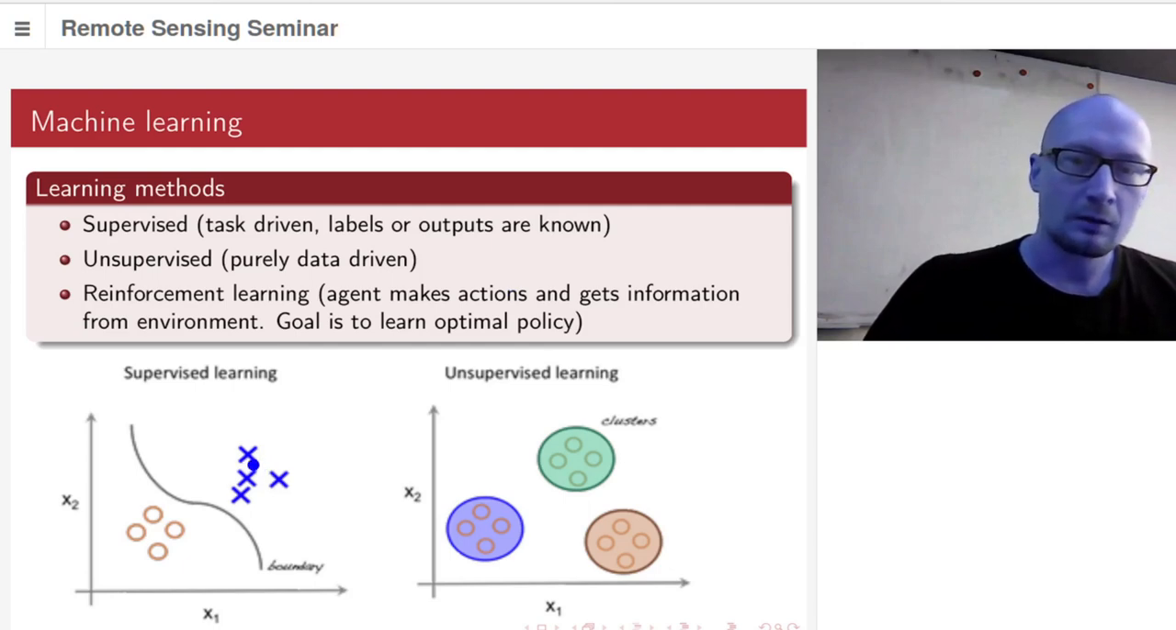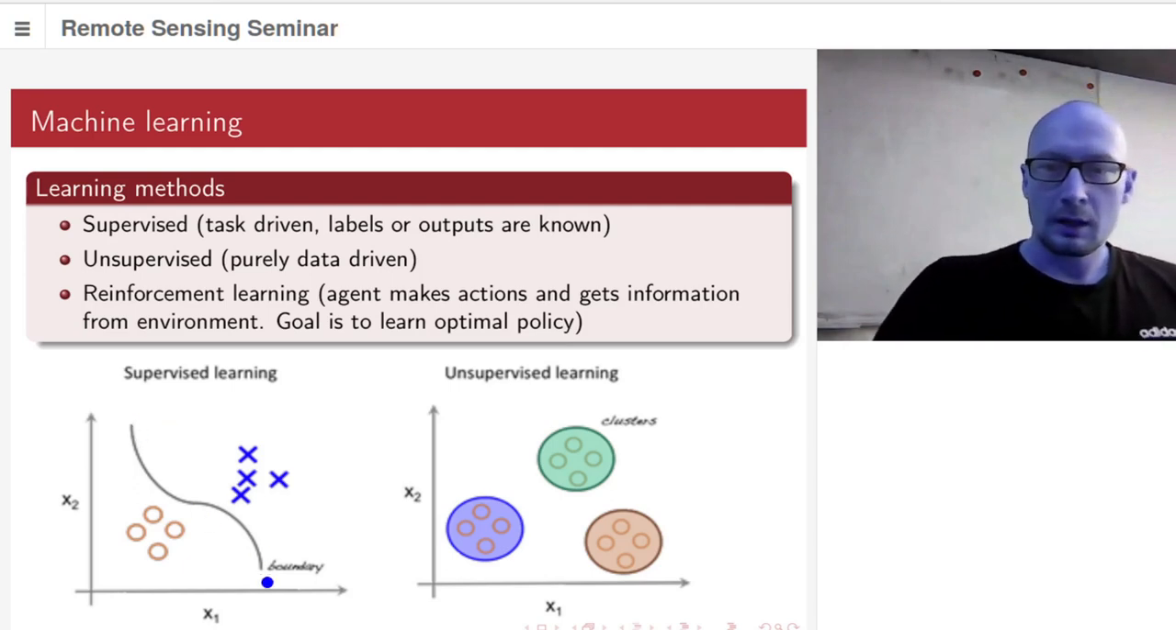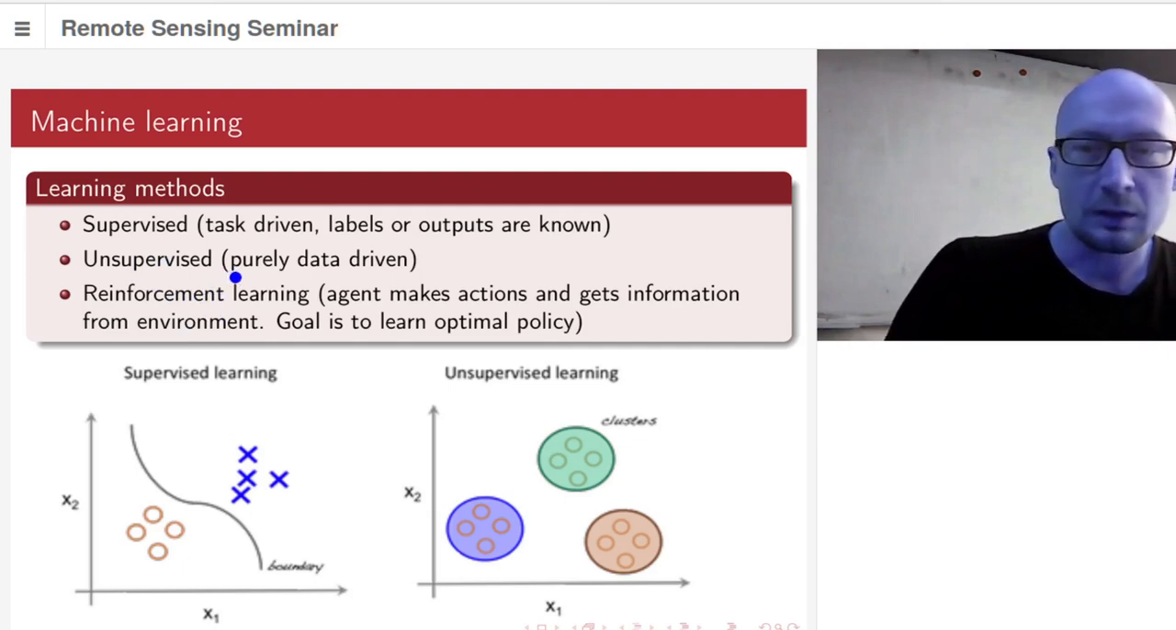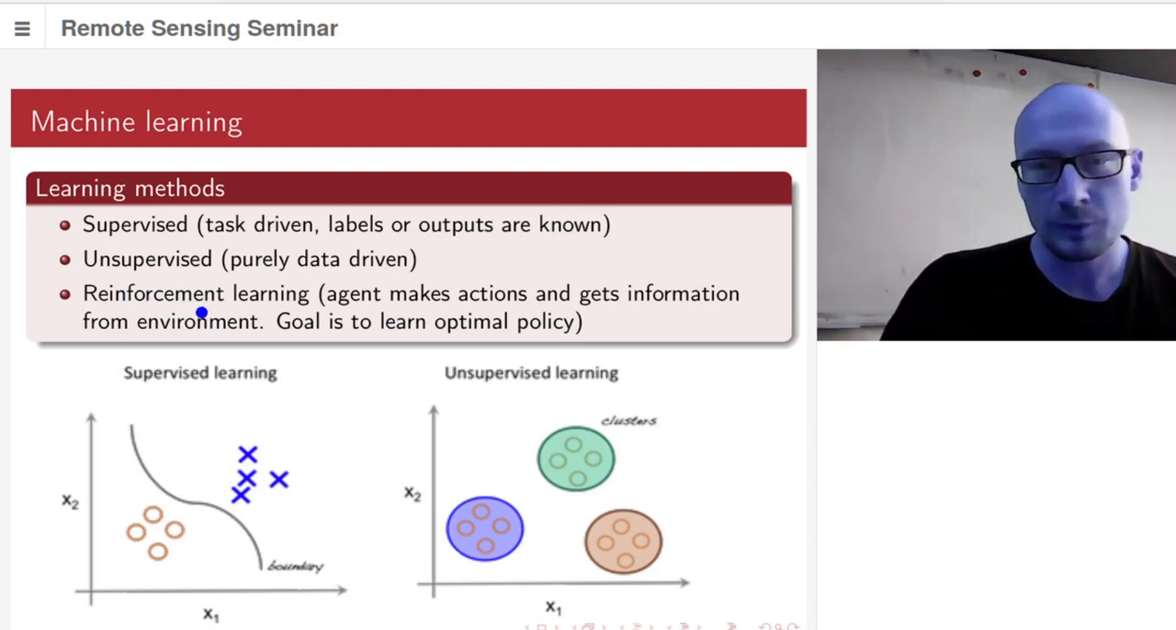So you have, let's say, cats and dogs, and you want to learn a decision boundary between these, let's say using neural network or whatever other tool. And the second method is unsupervised learning, which doesn't rely on any labeling of the data, so it's purely data driven. But of course, it must rely on certain model assumptions. For instance, if you do clustering, then you have, let's say, assumptions of Gaussianity or something else. So you never have zero assumptions. And the third category, which I won't be touching in this seminar at all, is reinforcement learning.